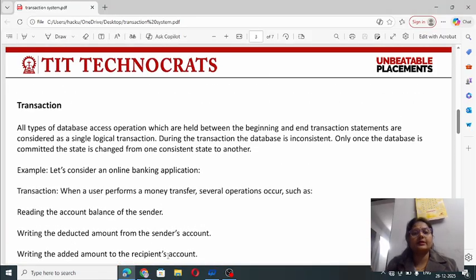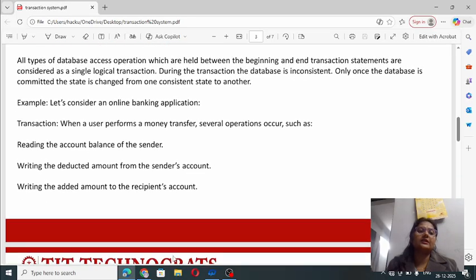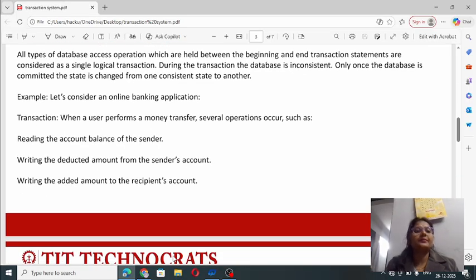In a DBMS, a transaction is a set of operations held between the beginning and the ending of the transaction, and it uses multiple operations. Inconsistency means the transaction is not totally successful: only one database is committed and another one is not committed. It's called the transaction.